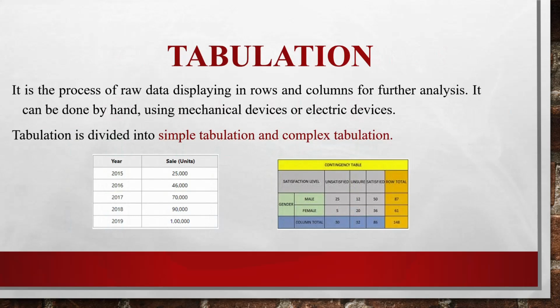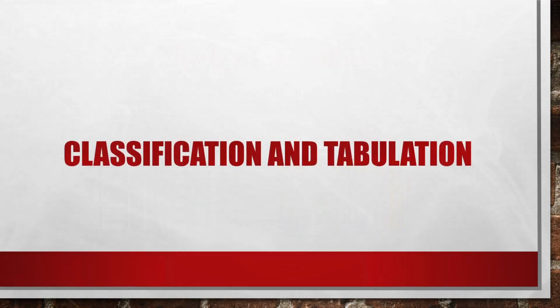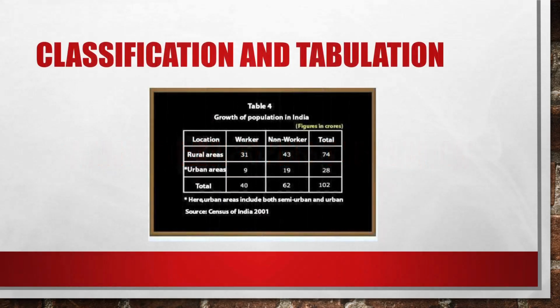The next step is tabulation. Tabulation is entering the data into rows and columns. It can be done by hand or using mechanical or electronic devices. As we said in the types of classification, tabulation can also be done in simple form or complex form. In simple tabulation, only one variable is taken, whereas in complex tabulation, more than one variable is taken. Here we have to look through the principles of classification and tabulation.